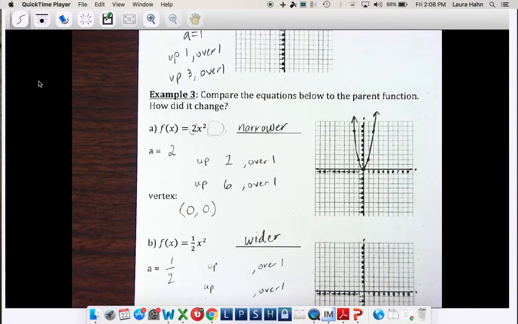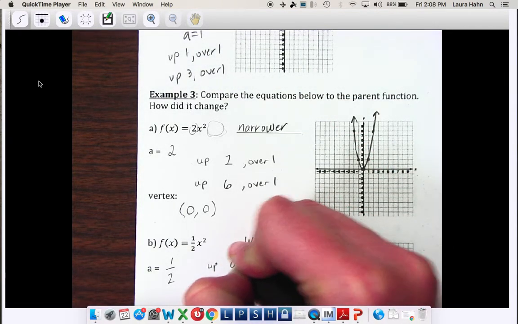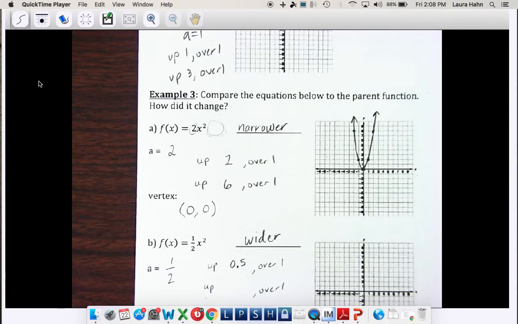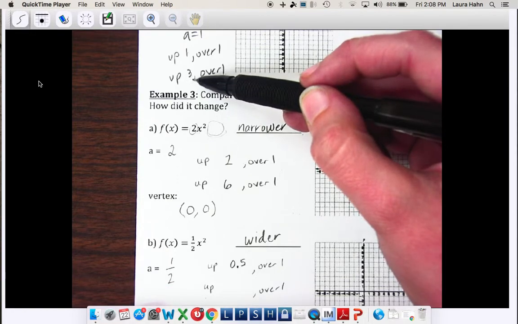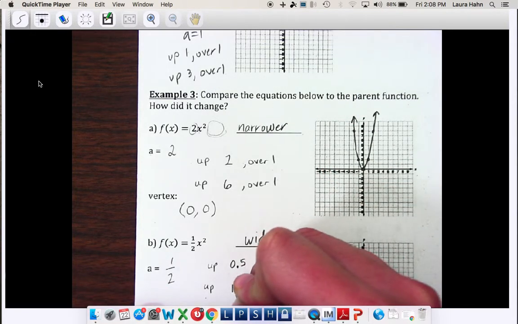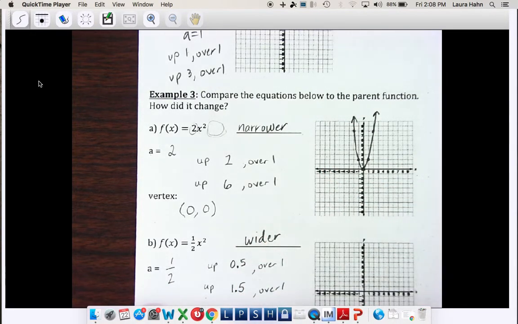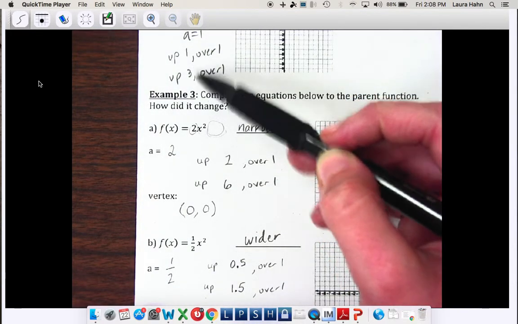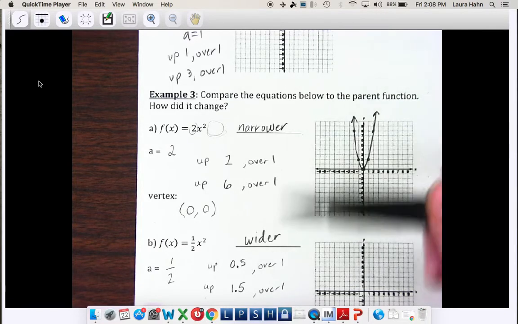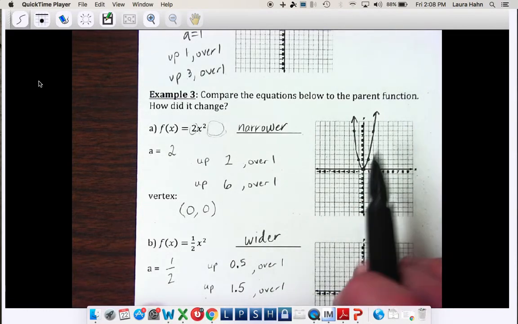1 times 1/2 is 1/2. I'm going to put it as 0.5. Then I have to take this 3 and multiply it by 1/2. 3 times 1/2 is 1.5, so that's 1.5. Since my a is 1/2, I just cut both of these numbers in half. So 1/2 and 1.5.